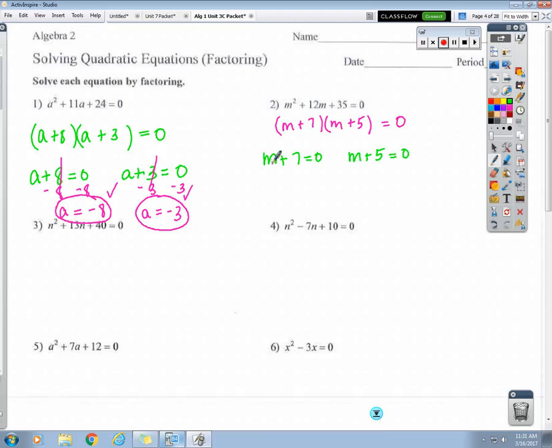So to solve this one for m, what would you do to both sides? And so m equals negative 7. So that means if I plugged in negative 7 here, squared it, added it to 12 times negative 7 plus 35, it would give me 0. For this one, what do we do? Minus 5 on both sides. So m equals negative 5.